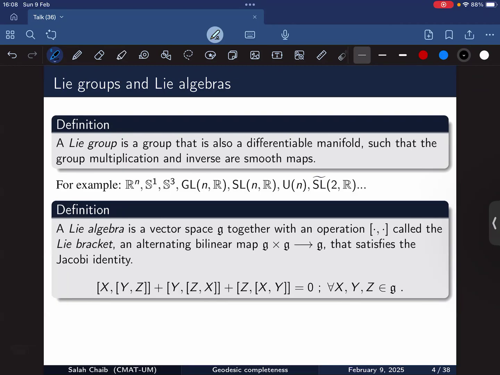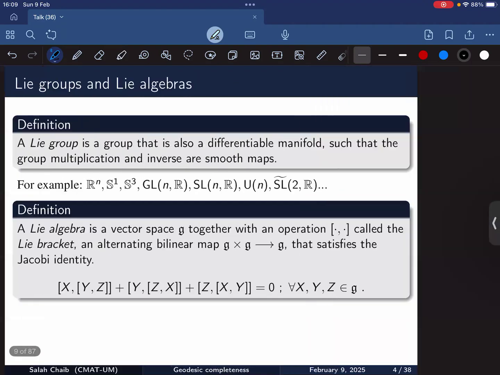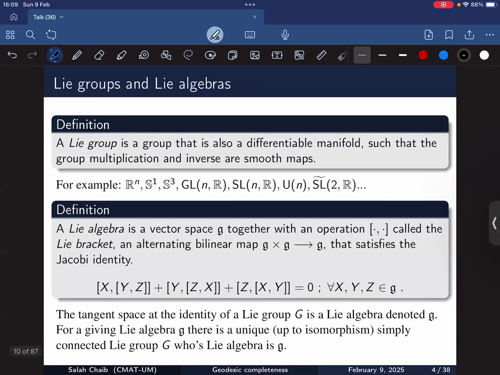We define a Lie algebra to be a vector space which has an additional operation called the Lie bracket. It's an alternating bilinear map which satisfies the Jacobi identity. These two objects, Lie groups and Lie algebras, have a correspondence between them. First, the tangent space at the identity of a Lie group is a Lie algebra, with the bracket given by the commutator of vector fields. And for a Lie algebra 𝔤, we can associate uniquely, up to isomorphism, a simply connected Lie group for which the Lie algebra is 𝔤.